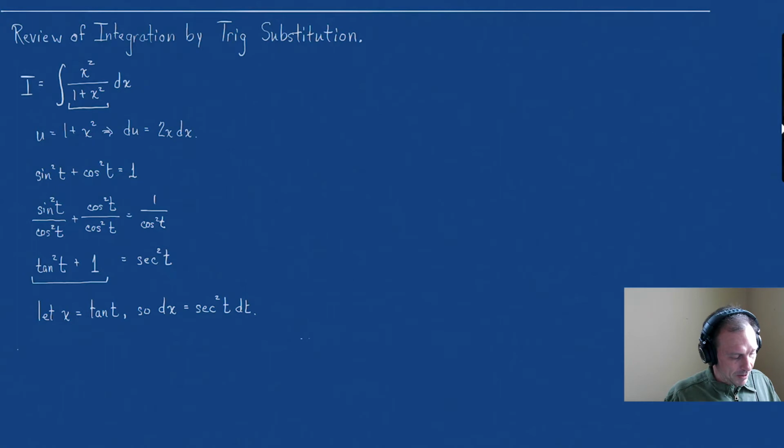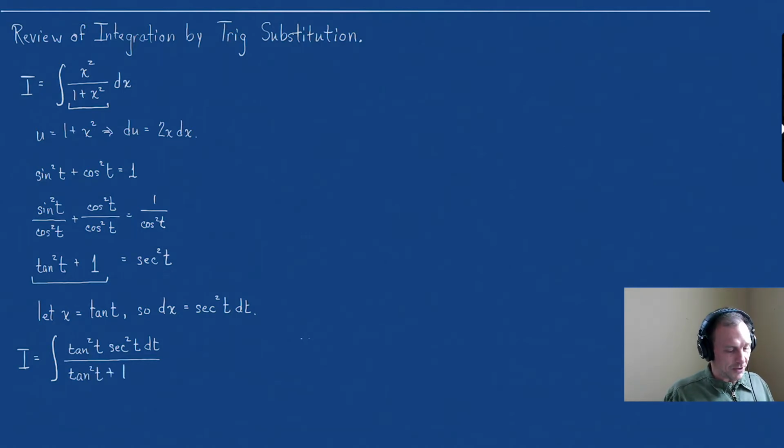Now, let's rewrite our integral. So I now is this integral x squared. Well, x squared is tangent of t squared, so it's tangent squared t. And then we have dx. I'm going to put my dx in the numerator. That's secant squared of t dt. And all of that is over tangent squared t plus 1.